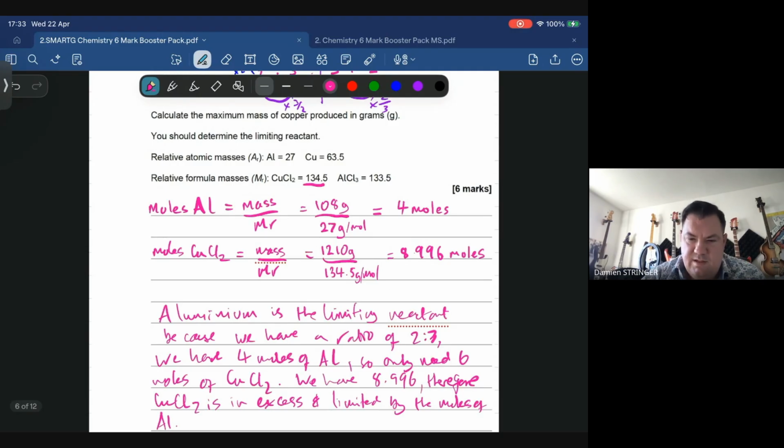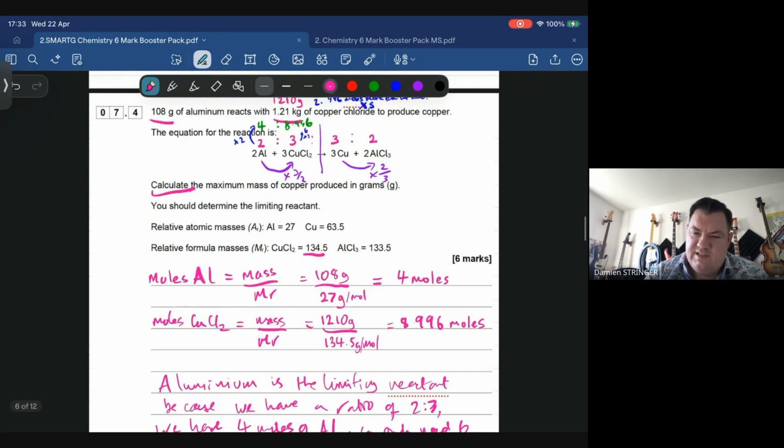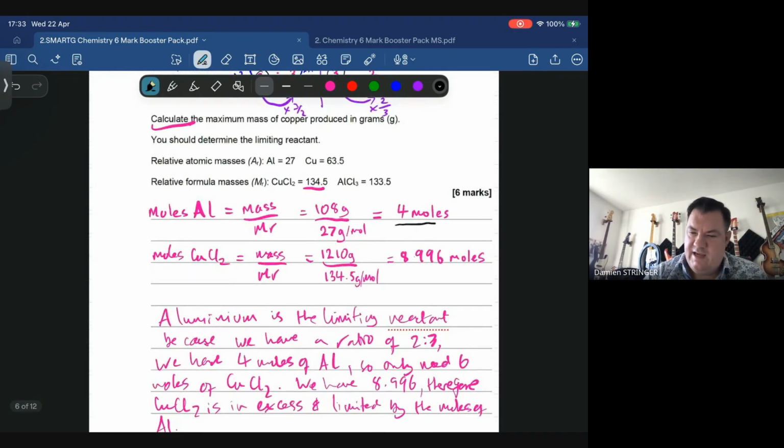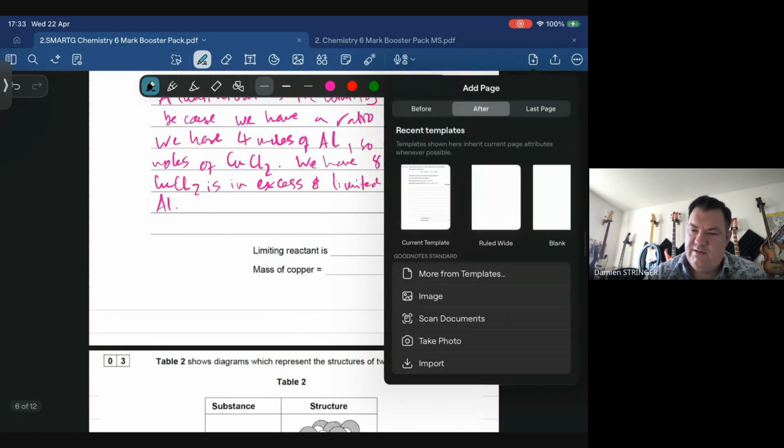So what we've got to do now is calculate the maximum mass of copper. Now, again, what you'll see is if you start off with 2 moles of Al, you'll get 3 moles of copper. And we already have the number of moles of Al, don't we, there? So 2 would have given us 3. I'll just do an extra page here.